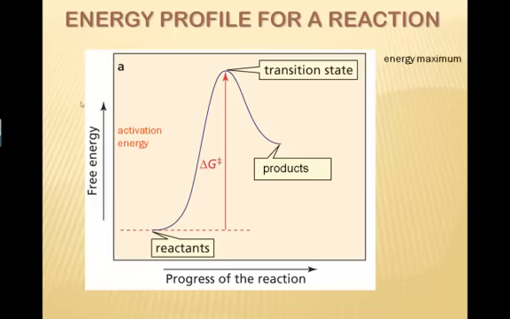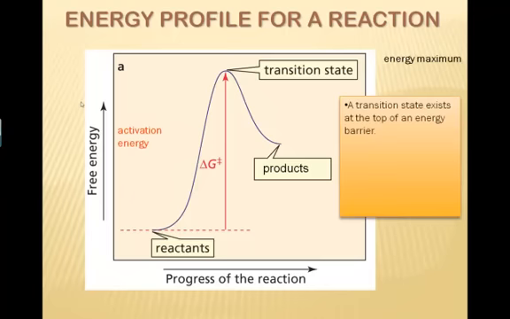At the top of this energy hill, we have what we call a transition state. A transition state is a species that exists at the top of an energy barrier. We cannot observe a transition state because it has a very short lifetime. We can only guess at what a transition state looks like. And we can make those guesses based on our understanding of the reaction mechanism or how a particular reaction behaves.